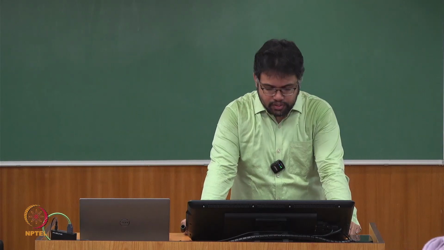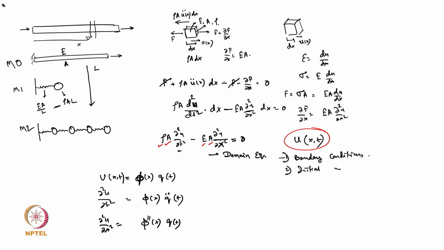Very good. Now, if we can write that, and we try to substitute it here, what can we get? Rho a into phi x q double dot t minus ea into phi double dash x into q of t, that will be equal to 0. Yes, agreed? Very good.